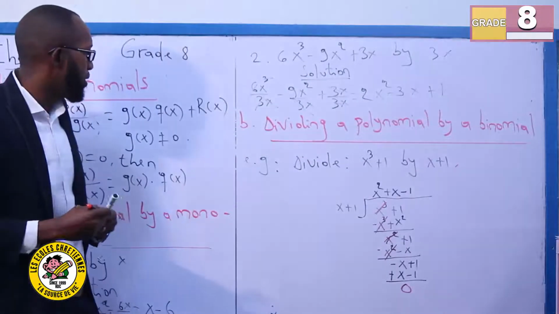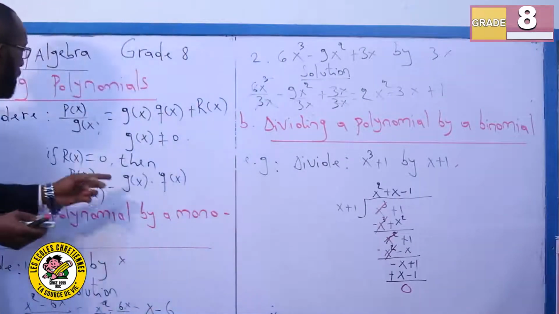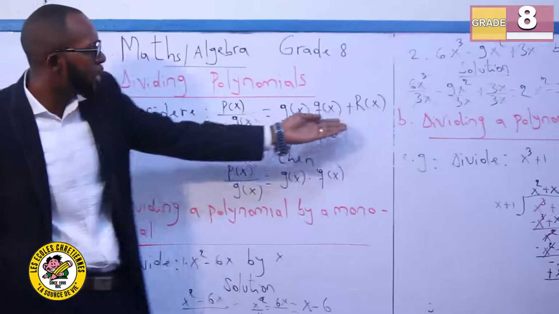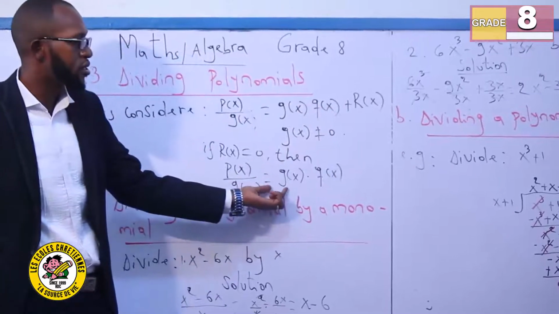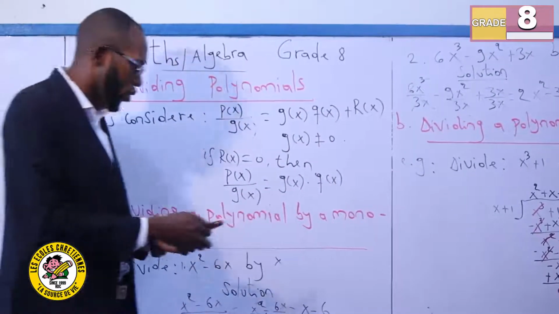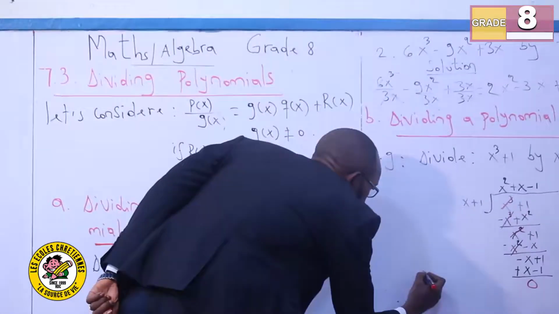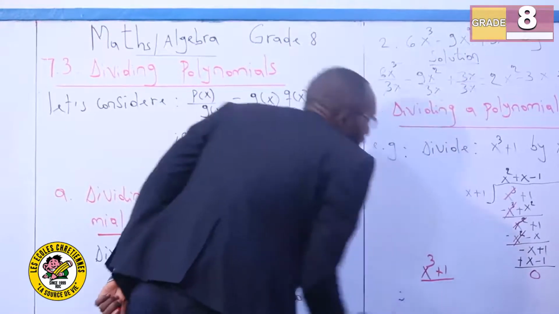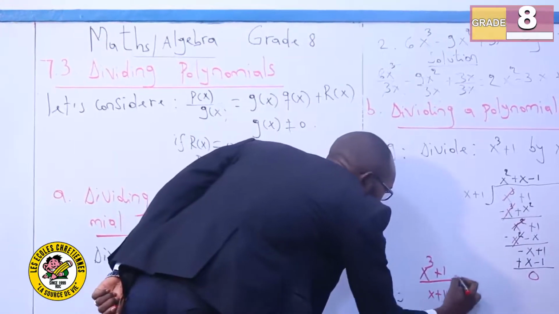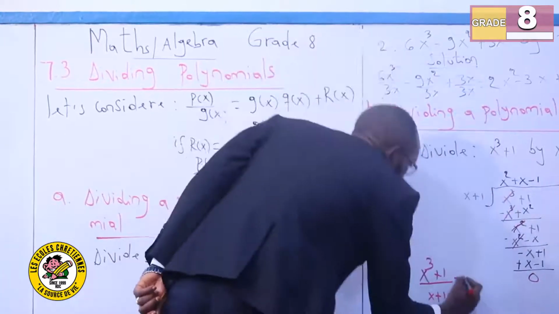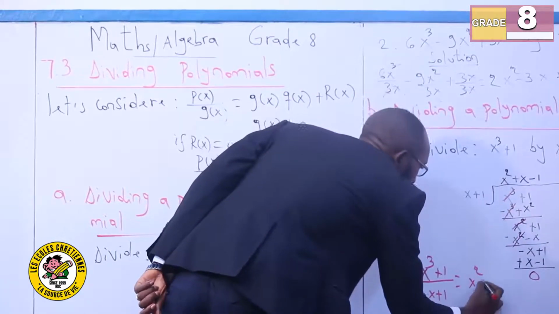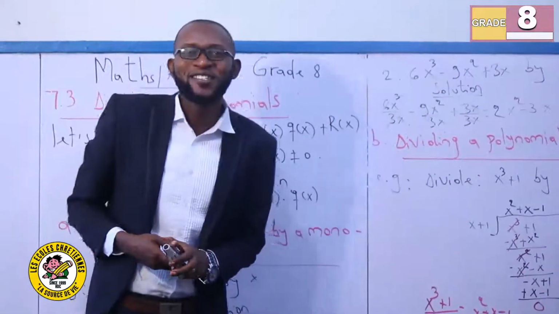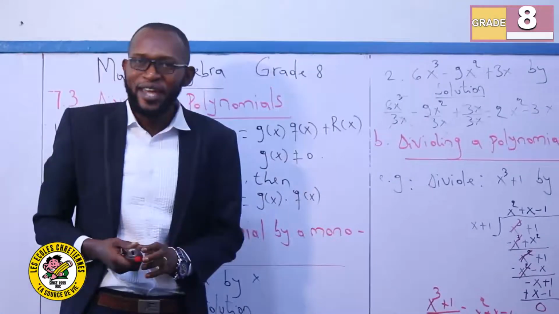You see, it is like the first case. The second case, we said when you divide, your remainder can be 0. So you are in this case. We can write it like this: x cubed plus 1 divided by x plus 1 is, the answer is over there, x squared plus x minus 1.